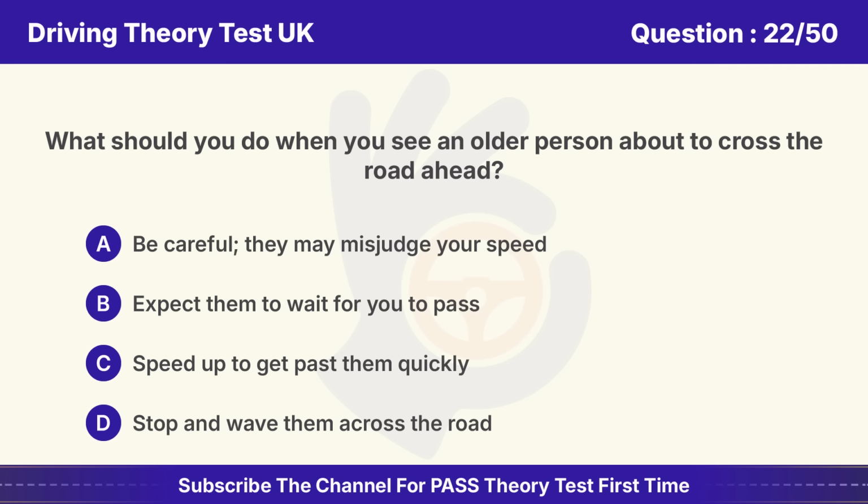Question 22. What should you do when you see an older person about to cross the road ahead? Option A. Be careful. They may misjudge your speed. B. Expect them to wait for you to pass. C. Speed up to get past them quickly. D. Stop and wave them across the road.